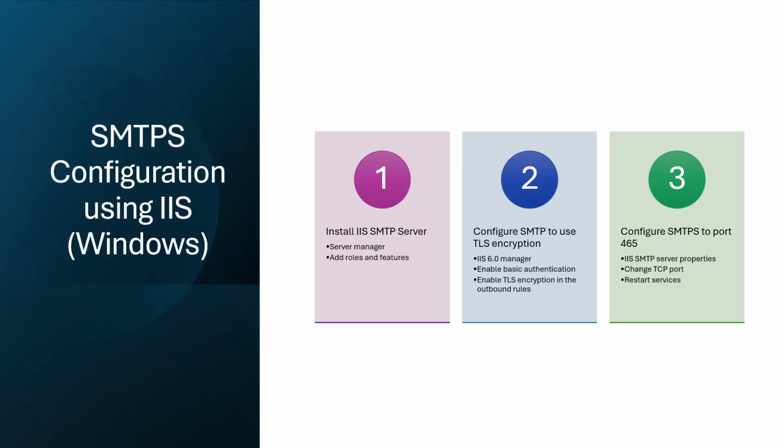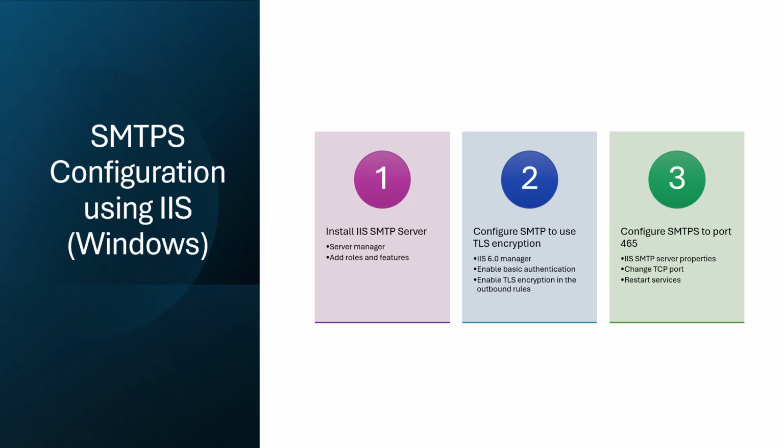For setting up SMTPS using IIS for a Windows server, I would first install the IIS SMTP server onto your system. So open Server Manager, go to Add Roles and Features, and find the SMTP server. Click that and add it to your system.